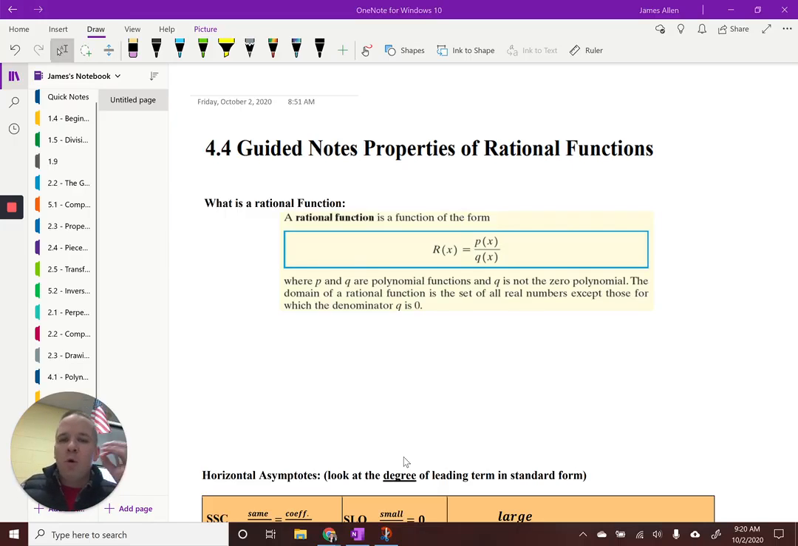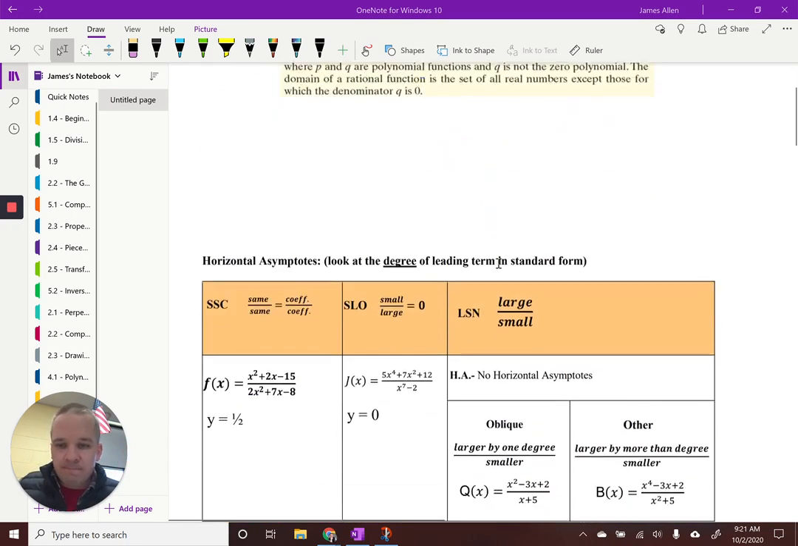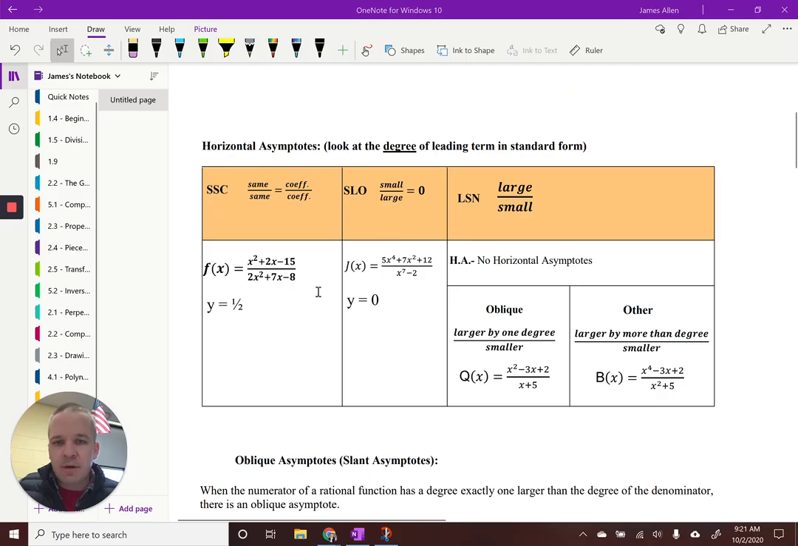We're going to be getting into some oblique asymptotes, sometimes called slant asymptotes. We've only dealt with horizontal asymptotes up to this point, but now we're going to introduce that. Once again, a little refresher. A rational function is of this form where p of x and q of x are polynomial functions, okay? And our denominator cannot be 0, right? Wonderful. Moving on. Horizontal asymptotes.